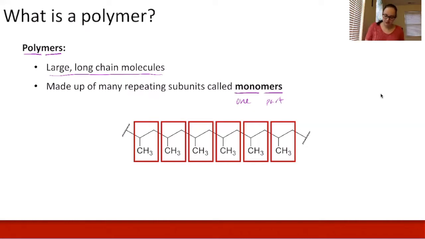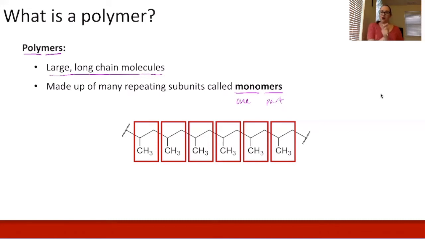So if you look at this picture down here, ignore the red boxes at first, and you'll see you have this chain all the way going through all of these boxes. This is our polymer. So it's a nice long chain molecule. In this particular example, we have a methyl group coming off every other carbon, and that is part of that small subunit called the monomer. So each box that you see there is a monomer, each square.